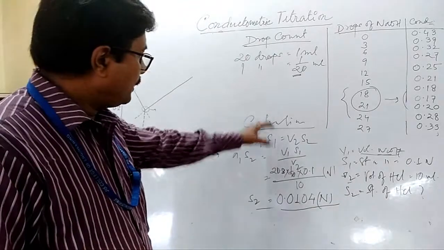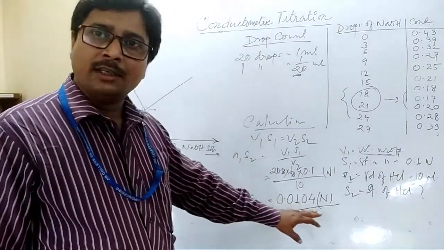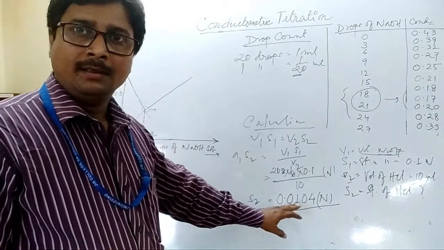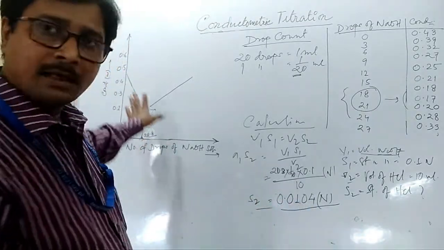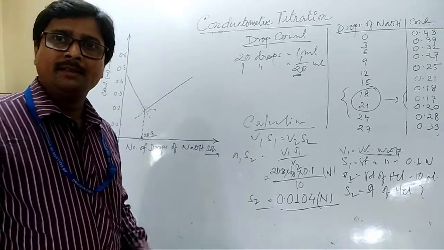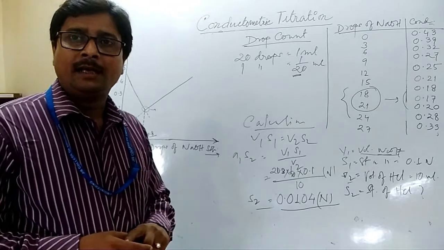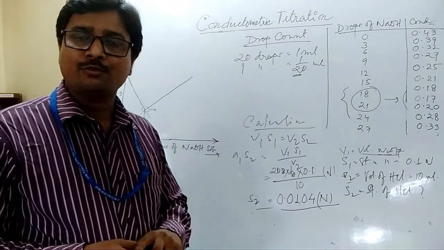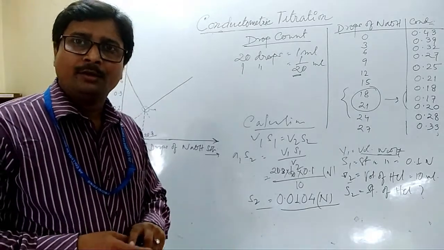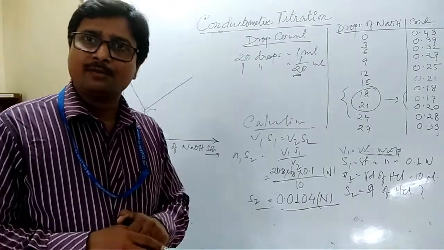So this is the calculation part. We calculate the unknown strength of HCl this way, and the nature of the graph I already explained. I think this is all about the conductometric titration experiment, and I think all the students understood the method.